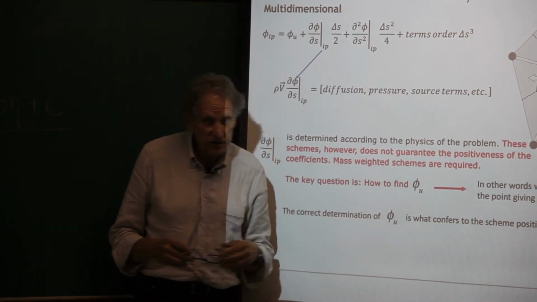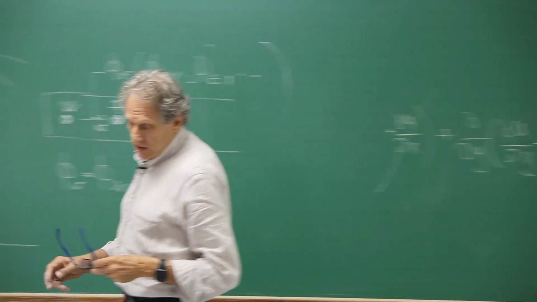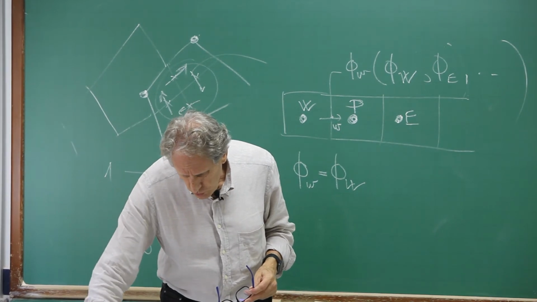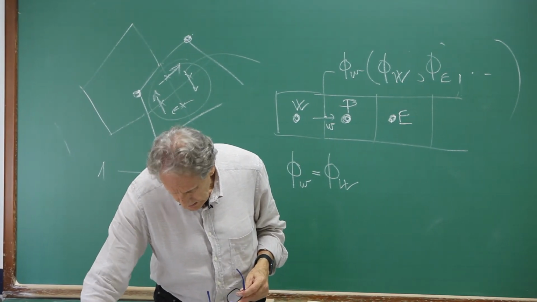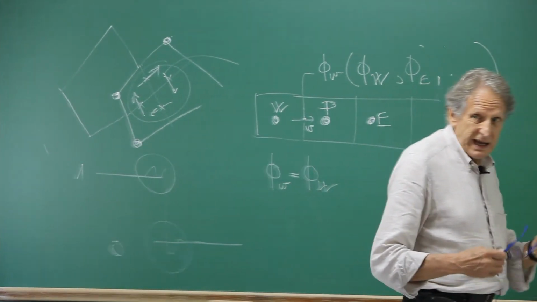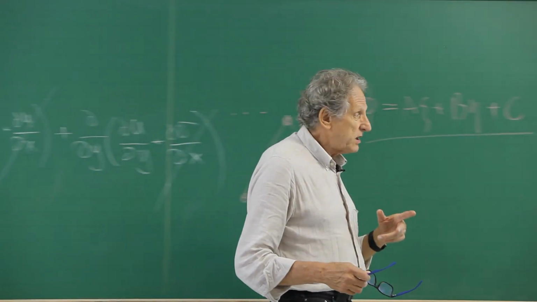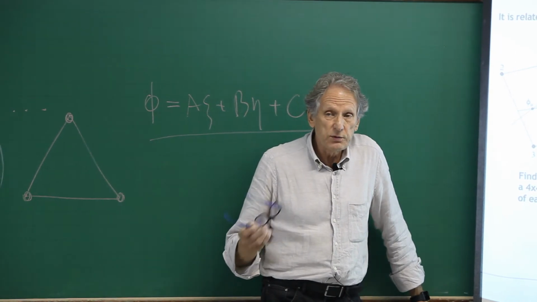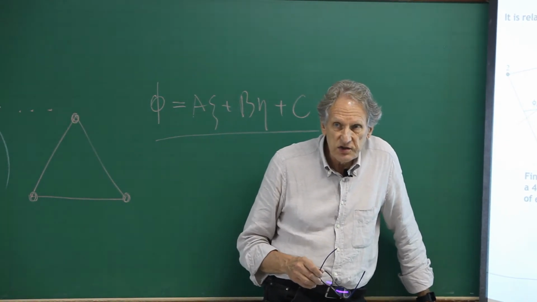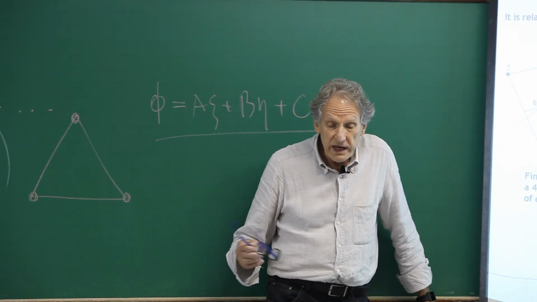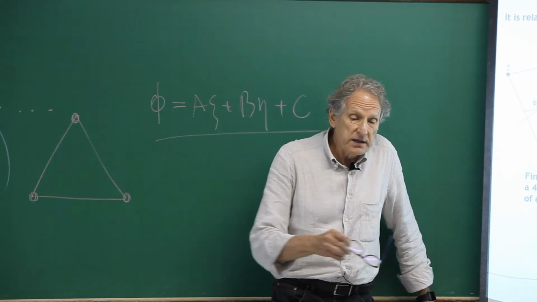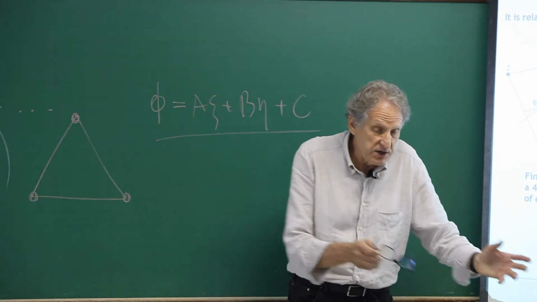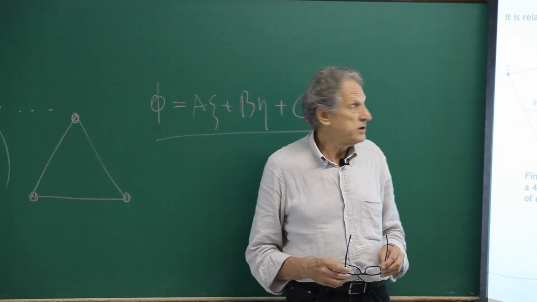But who is the donor cell? It is a matter which is not so easy to visualize, or it has to be some physical reasoning. And the physics behind this is what we call the mass-weighted schemes. These are weighted by the mass which offers the information to the integration point.